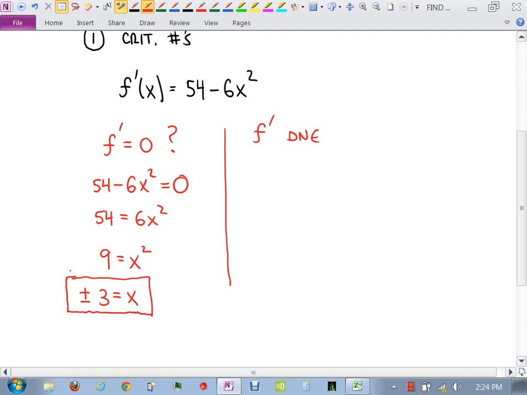Now, what about the derivative not existing? Look at the derivative, and when we say, where does the derivative not exist, I'm saying, where is the derivative undefined?